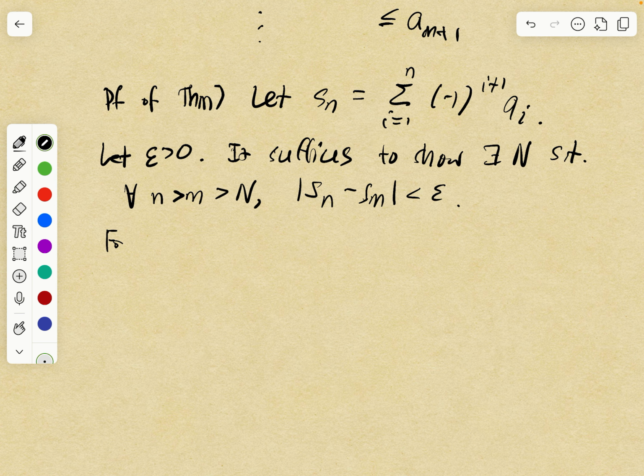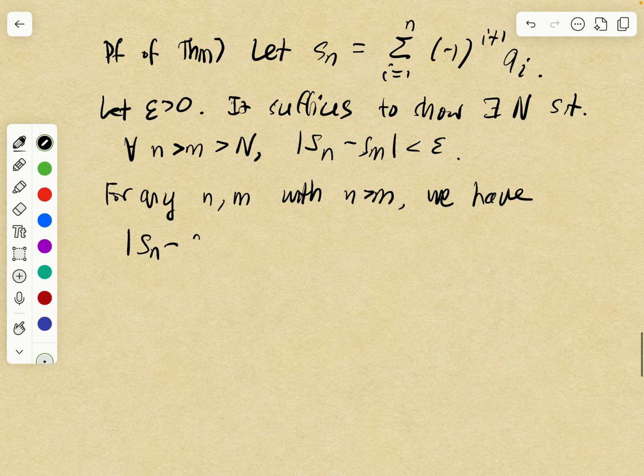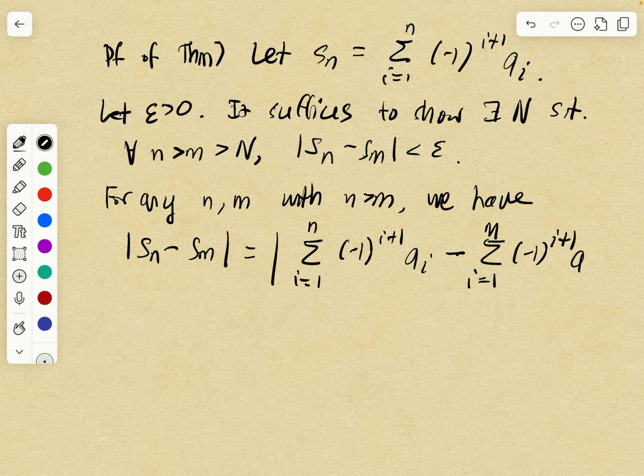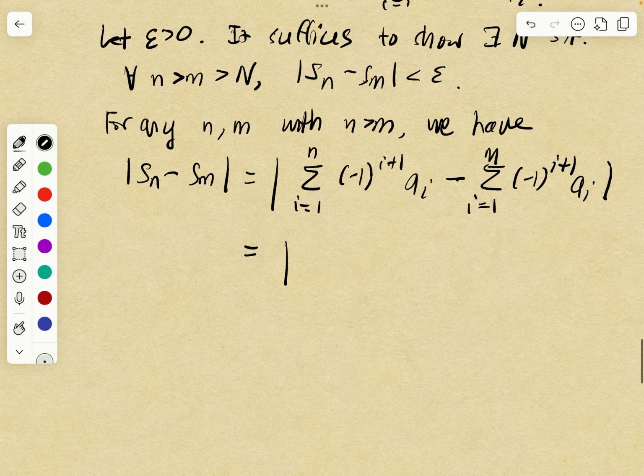Well, for any n and m with n greater than m, let's write out what this absolute value of S sub n minus S sub m is. So this is going to be the absolute value of, S sub n is the sum from i equals 1 to n of negative 1 to the i plus 1 a sub i, minus the sum from i equals 1 to m of negative 1 to the i plus 1 a sub i. So this is just going to be the absolute value of the sum from m plus 1 to n of negative 1 to the i plus 1 a sub i.